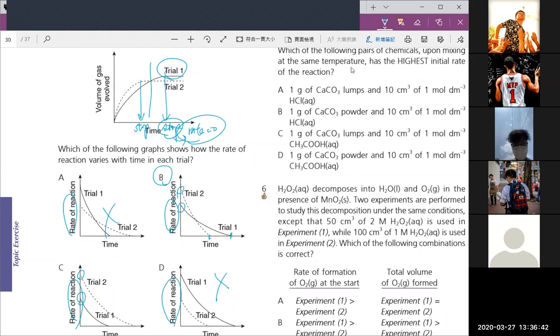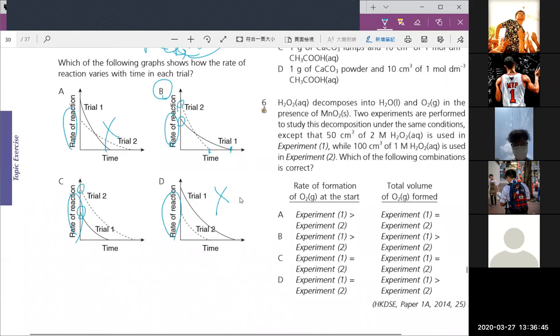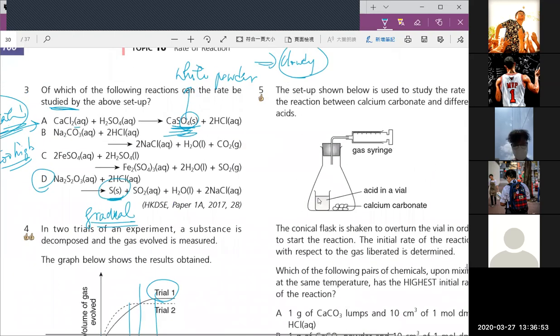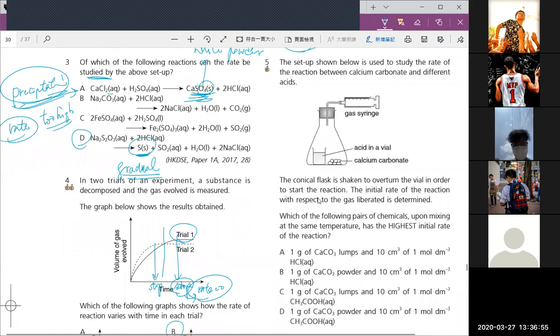You understand? Now take a look at question 5. Question 5, Xu Junhei, take a look. The setup below is to study the rate of a reaction between calcium carbonate and different acids. Which one shows the highest initial rate? Highest initial rate of the reaction. I asked Xu Junhei to answer.